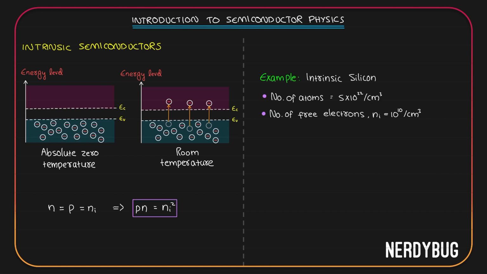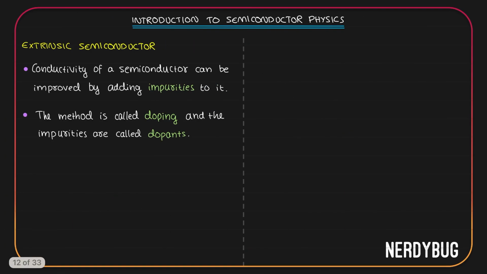Let's take an example. For intrinsic silicon, the number of atoms per centimeter cube is 5 into 10 raised to 22, and the number of free electrons is 10 raised to 10 per centimeter cube. This is a very low number and it is true for all the intrinsic semiconductors. So we can conclude intrinsic semiconductor is a poor conductor. Now we have to do something to the intrinsic semiconductors to increase their conductivity. Once we do that, we call them the extrinsic semiconductor.